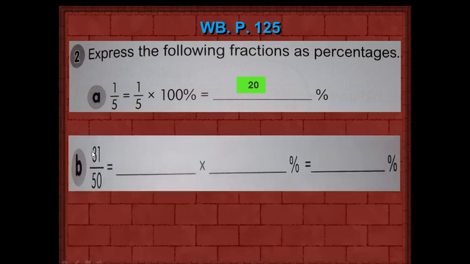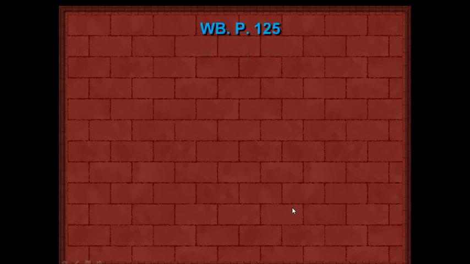Now B, 31 over 50. So as usual, 31 over 50 is like this example times 100%. Now we have to cross out between 50 and 100. 50 divided by 50 equals 1. 100 divided by 50 equals 2. 2 times 31 equals, yes, 62. So the answer is 62%. Now let's go on to the next part.